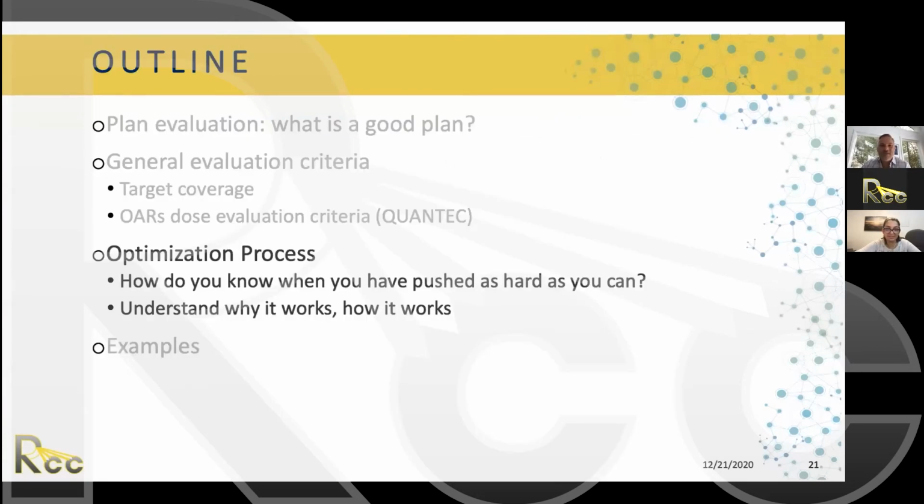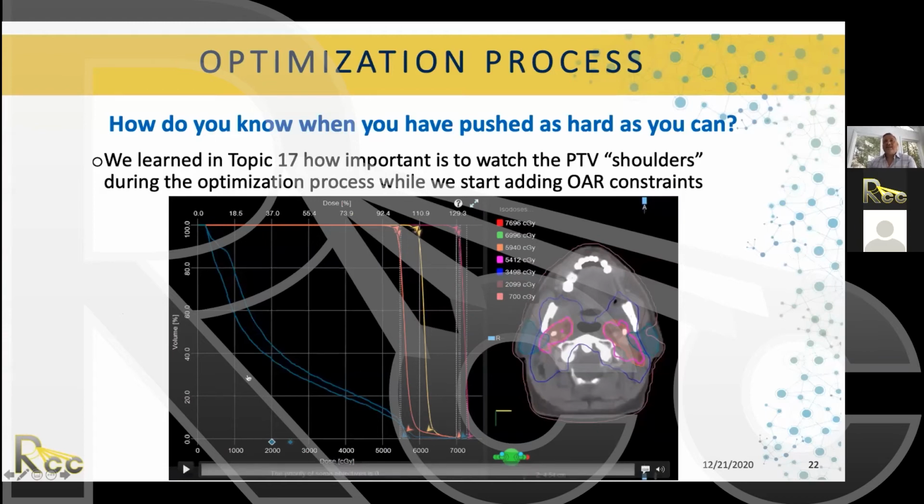Perfect. So now we're going to be moving to the next item in our outline, which is what happened to the optimization problem. How do we know when we have pushed as hard as possible for a plan to get the best that you can do? And you also need to understand why it works and how it works. Again, we went through a lot of these in the previous talk, specifically when we were going through the optimization process. But in this part of the presentation, I want to make sure that we capture the most important things from the last topic too.